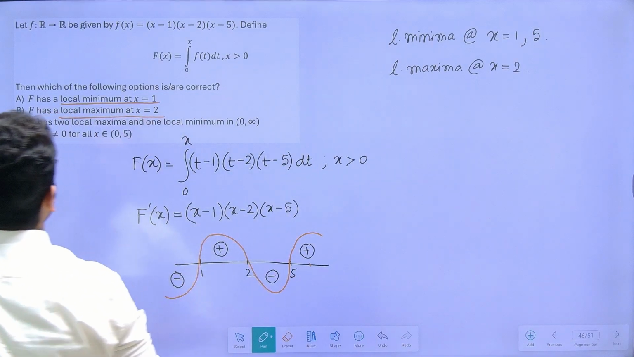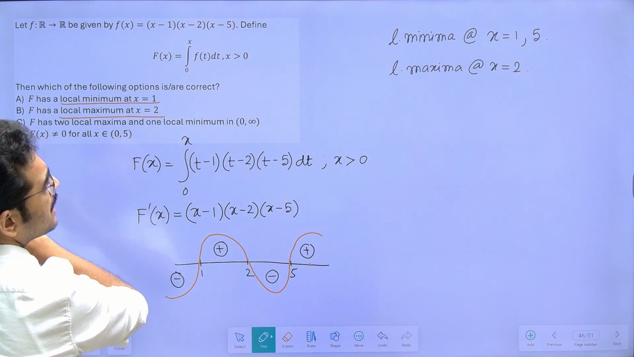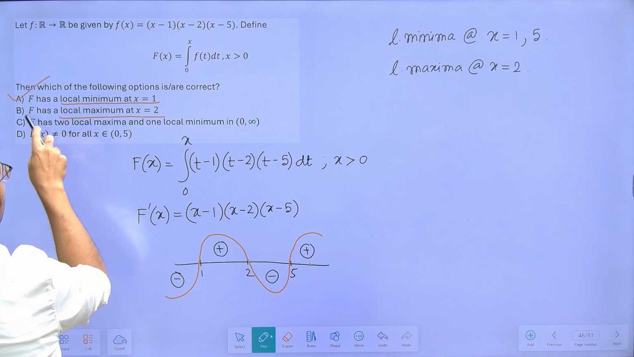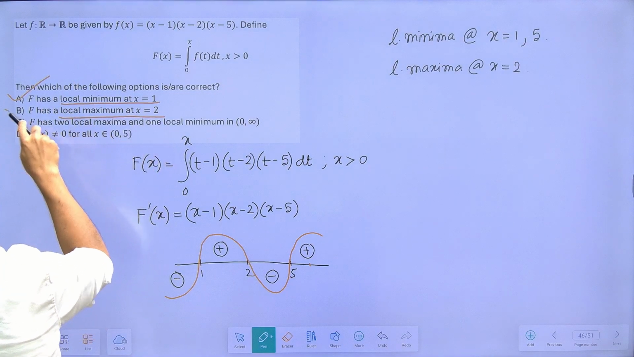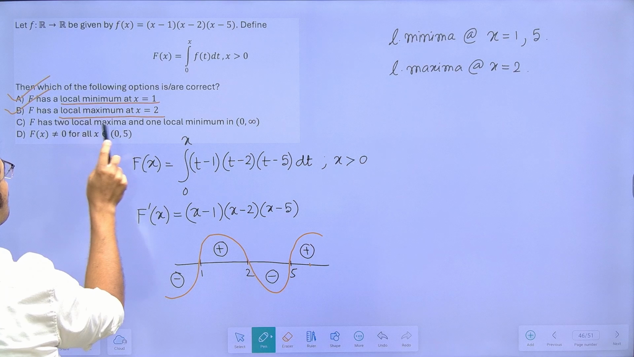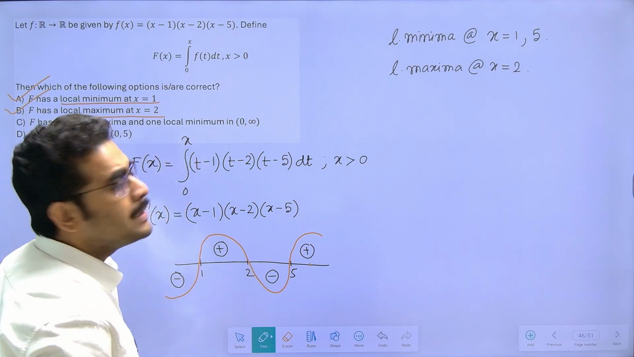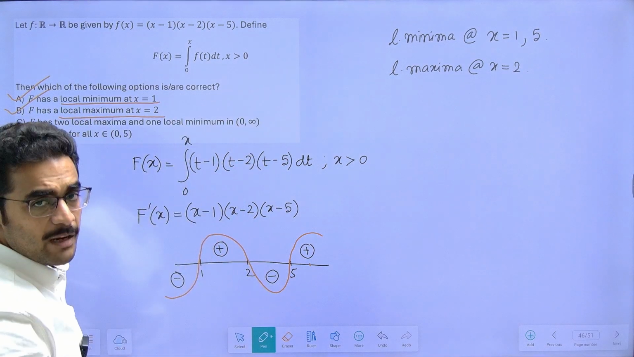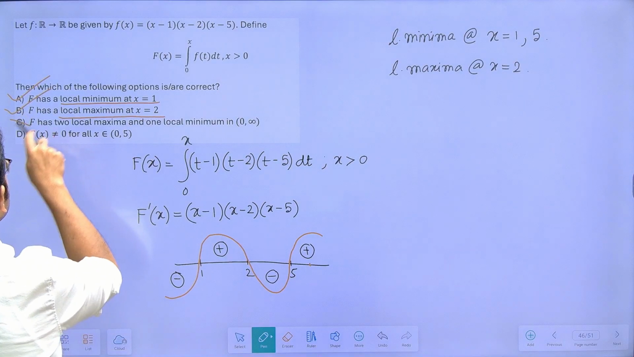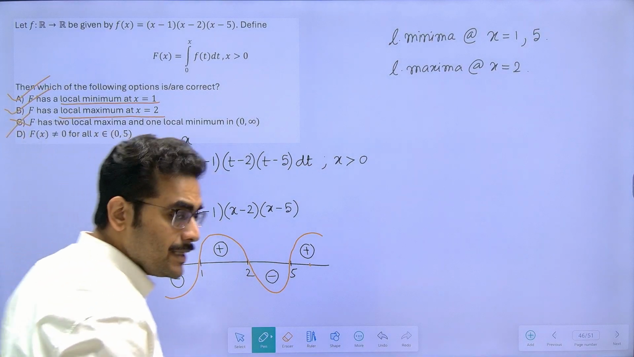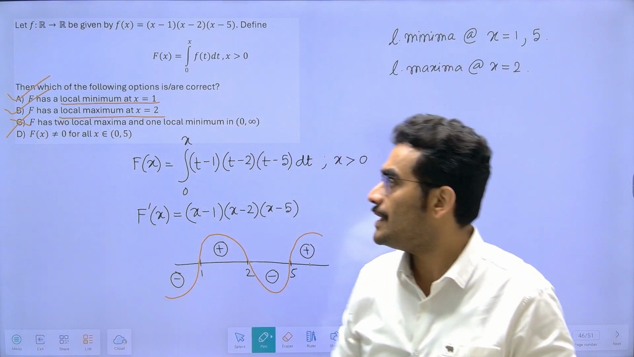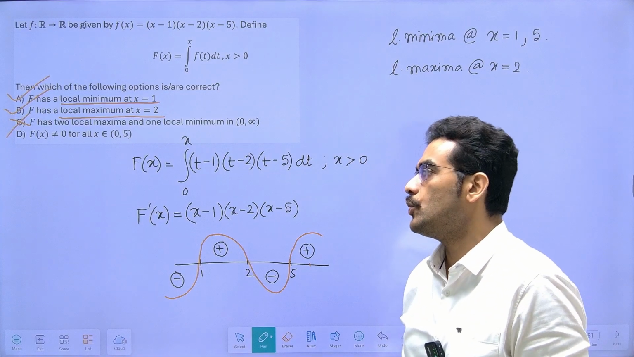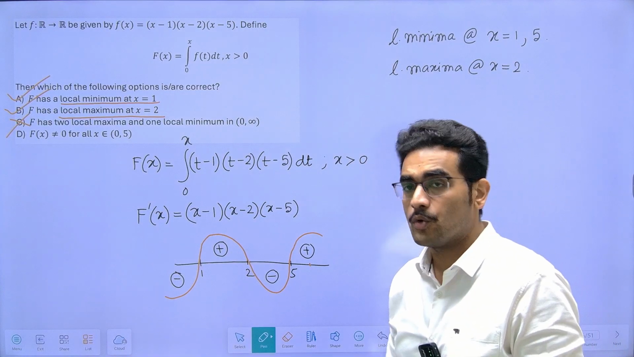So we can answer the first question. F has a local minima at x equal to 1, correct. F has a local maxima at x equal to 2, correct. F has 2 local maxima, 1 local minima, that is wrong. It has 2 minima, 1 maxima. So option C is wrong. And option D is F(x) not equal to 0 for all x belongs to (0, 5).